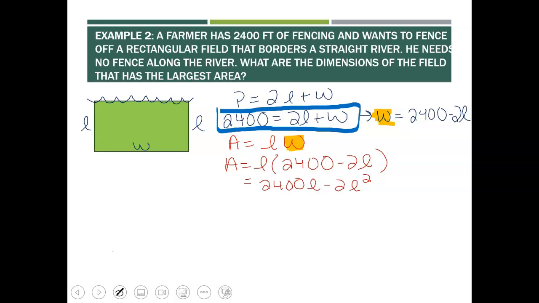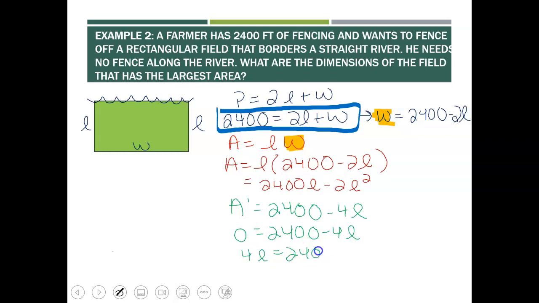Now, can I take the derivative of that area and maximize that because it's going to only have one variable and I can set that one variable equal to 0? Yes. So A prime is 2,400 minus 4L. Set that equal to 0. And I get that the length of the field should be 600.